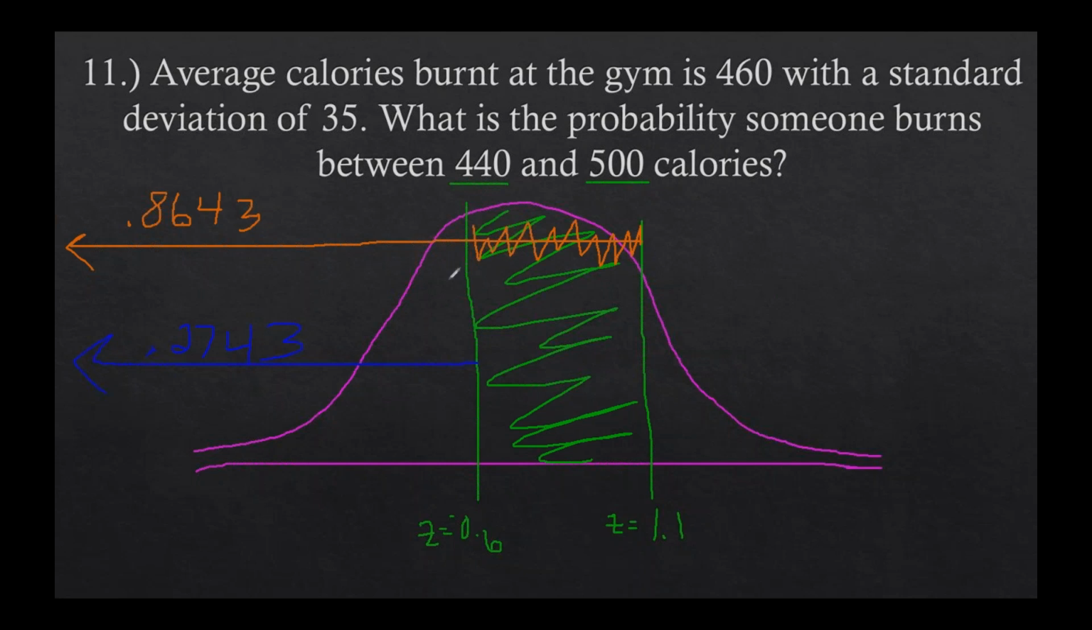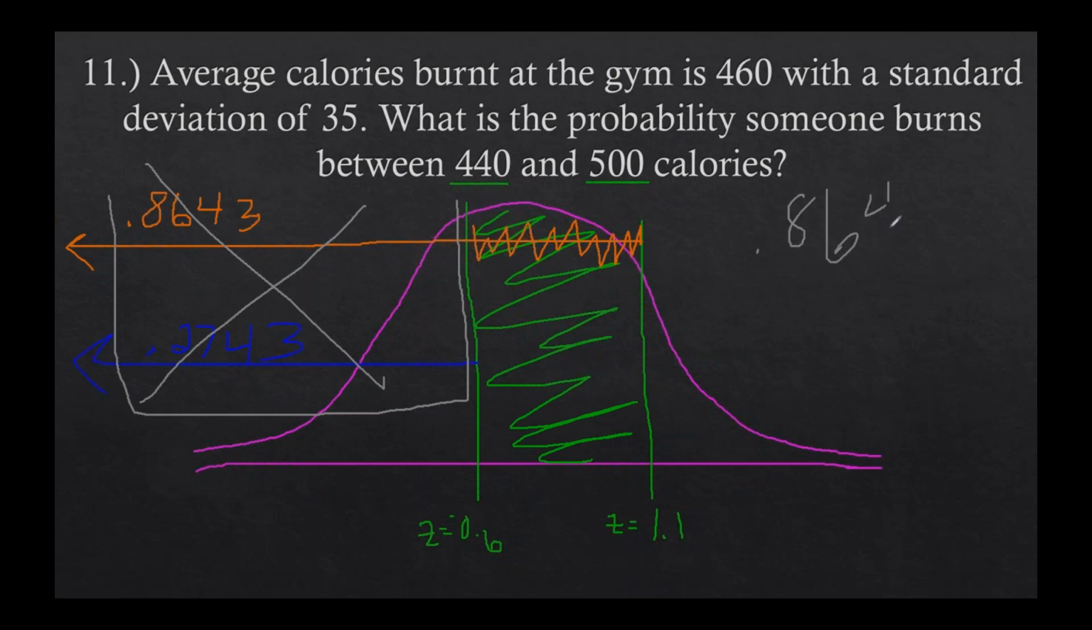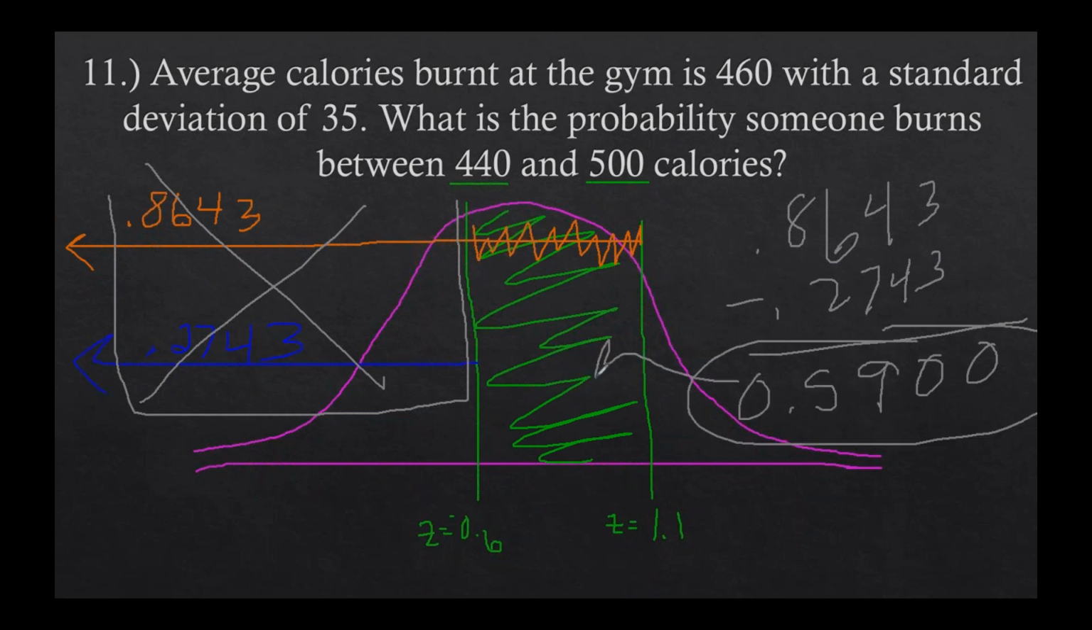Subtract. Exactly. If we subtract, the part that they share will go away and we're just left with the overlap. So I would take my 0.8643 minus 0.2743, and I'm left with 0.5900. So that's this piece in the middle. So there's a 59% chance of finding somebody who burns between 440 and 500 calories at the gym. And that's the process of using z-scores to find the probability between two values.